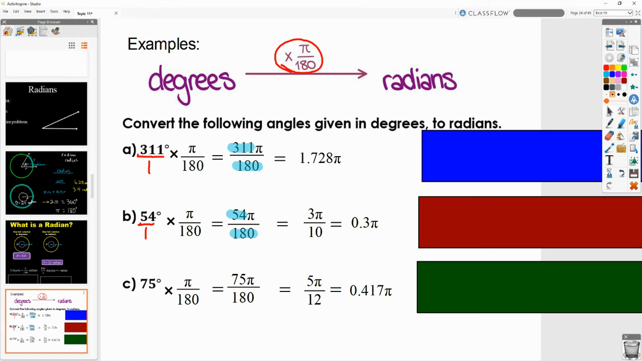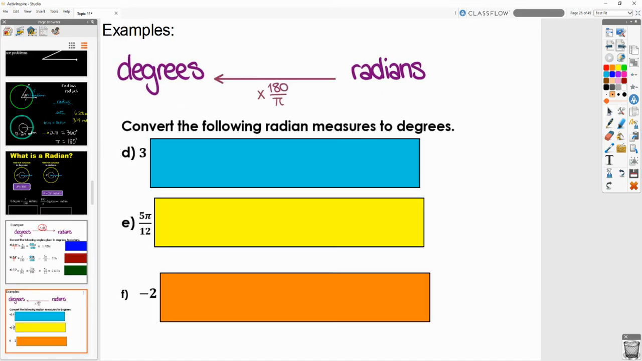All right, going on to the next set of problems. In order to convert radians into degrees, this time we're going from radians over to degrees. Now we are going to multiply times this number, 180 over pi. It is the reciprocal of what we multiply to go the other direction.